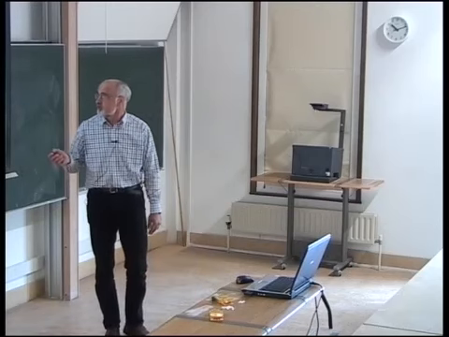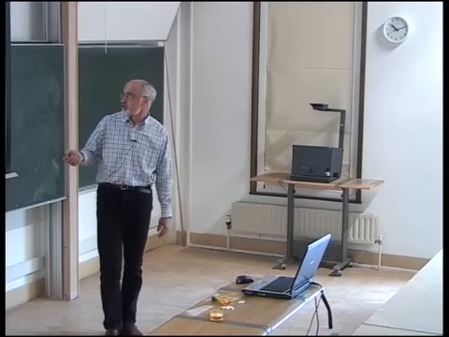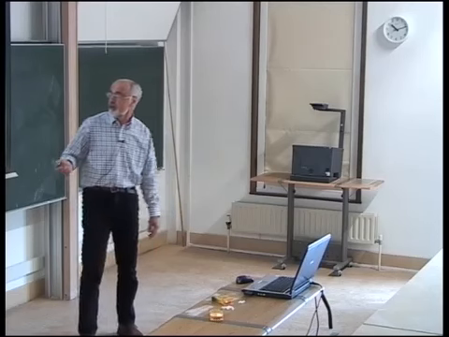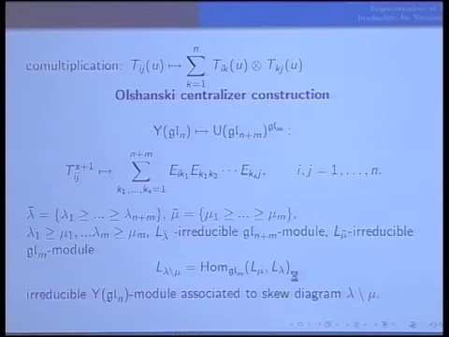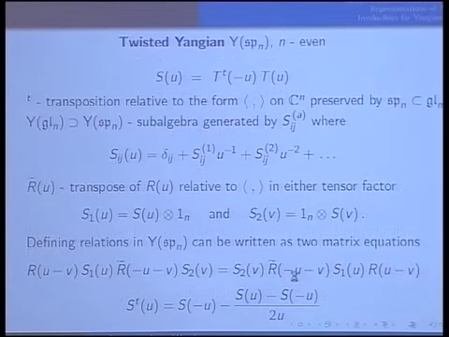There are two restrictions. First of all, both lambda and mu should be dominant weights. The same construction is given by Olshanskii and other people, Molev for instance, for other classical groups. I restrict myself to the symplectic Lie algebra just for simplicity of notation.